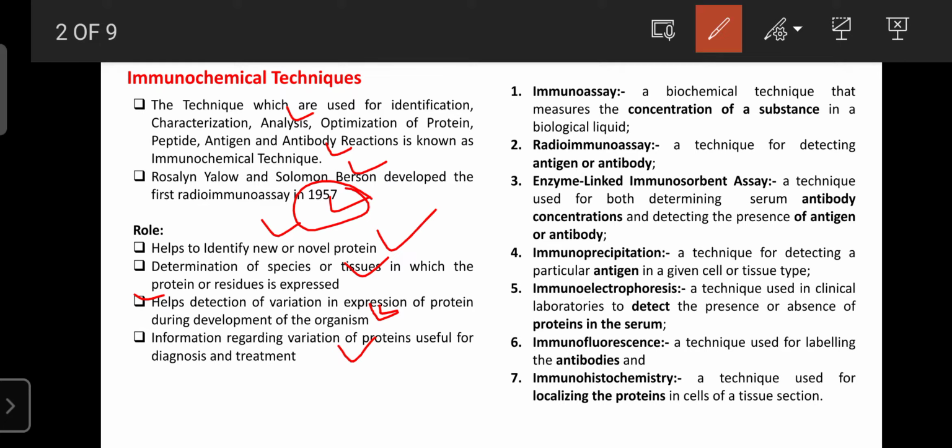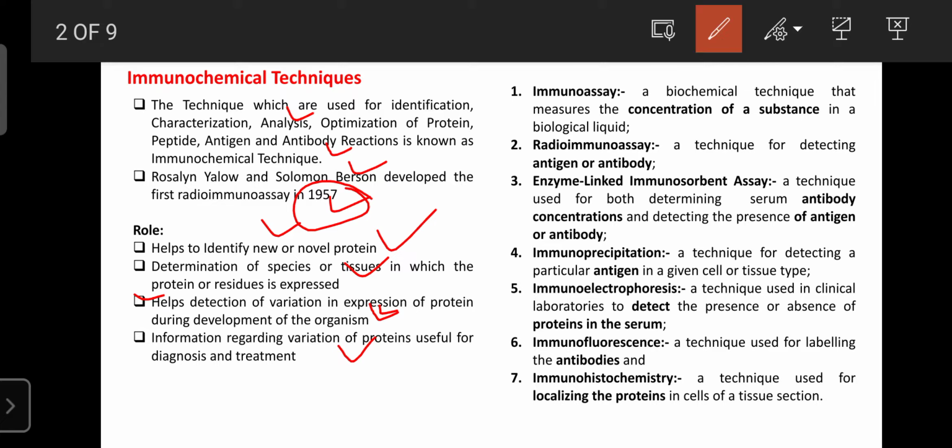Next, we can discuss the various types of immunochemical techniques. Many techniques are available, but among them these 7 are commonly used for the determination of hormone levels and protein levels in the serum for endocrine disease as well as infectious disease. Only these are the popular ones, commonly used for the diagnosis of disorders as well as infectious disease.